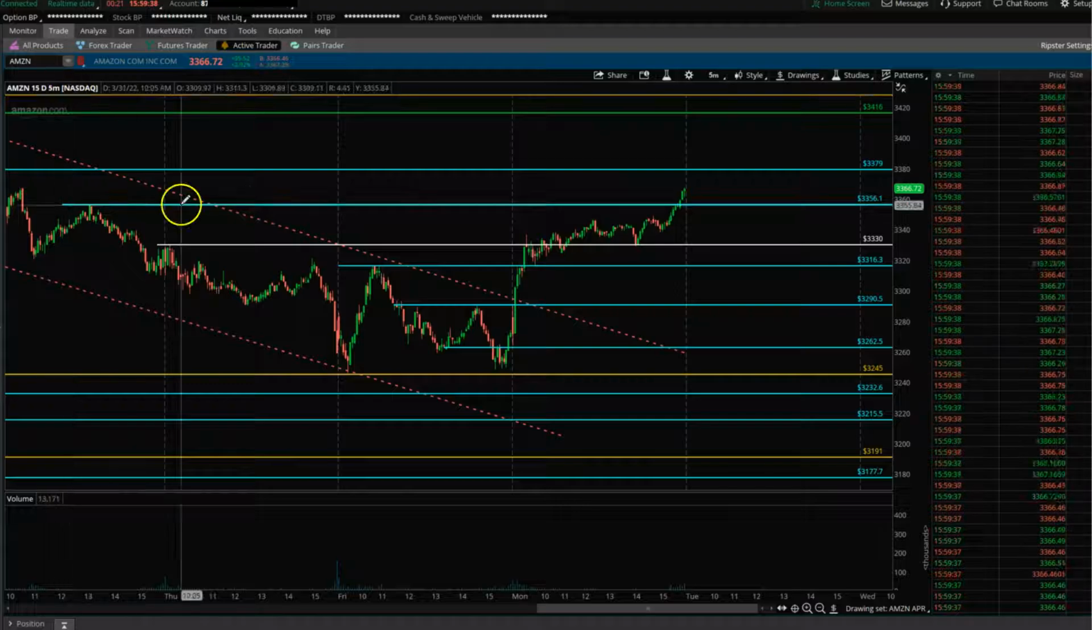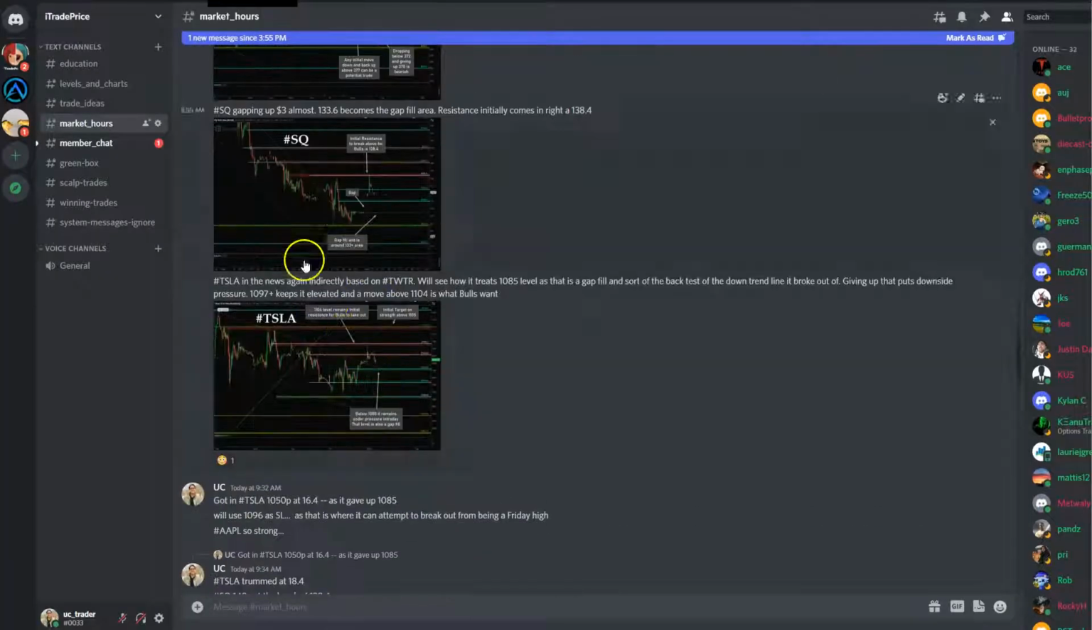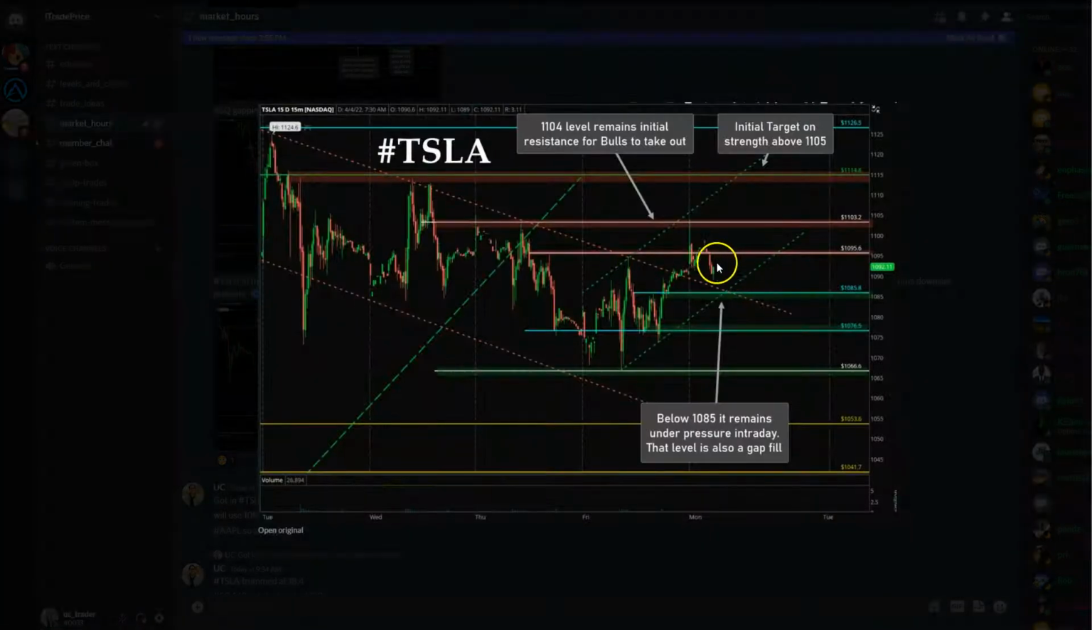For example, Tesla. Let's look at what Tesla was. Netflix. Oh my God, it went pretty good. Tesla in the news again. See how it treats the 1085 level. 1097 plus keeps it elevated and moving. Above 1104 is what bulls want. So this was the morning chart. You can see it was right here.